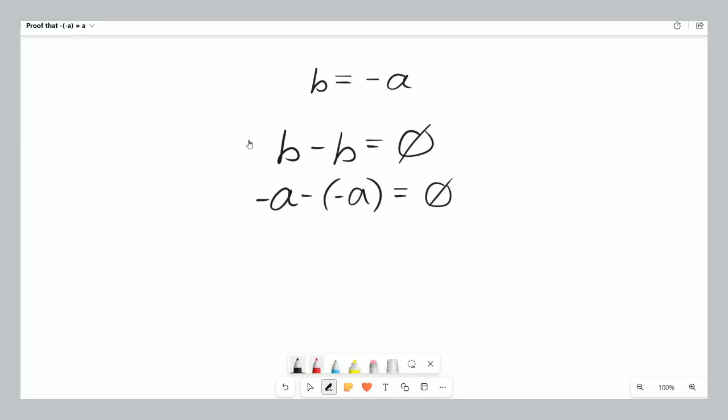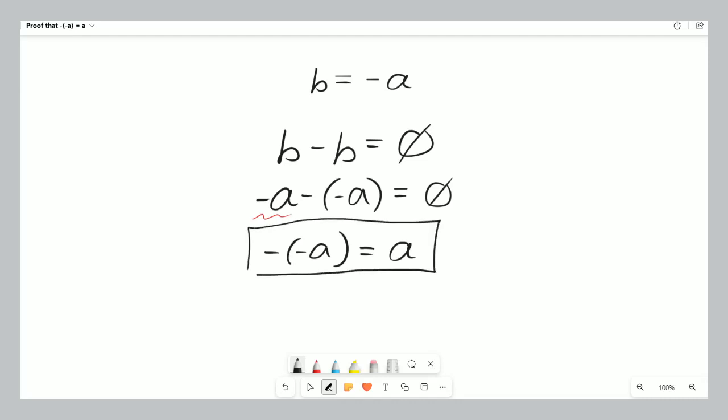Now let's take this negative a here and bring it to the other side of the equal sign. We get negative a equals a, because if we bring it to the other side of the equal sign, it becomes positive. And there you have it. We proved what we originally set out to prove.